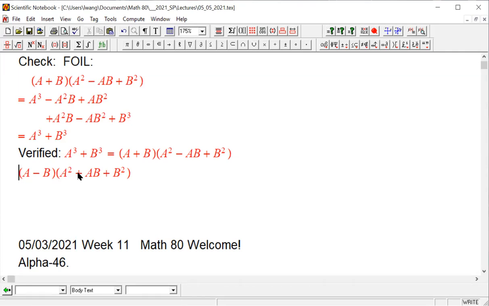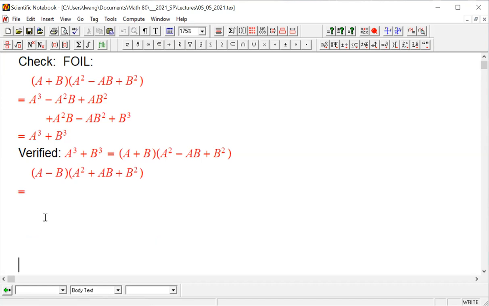So next, I want you guys to verify the other one. 2 minutes. Would that be enough? And then we're gonna learn how to apply these formulas.